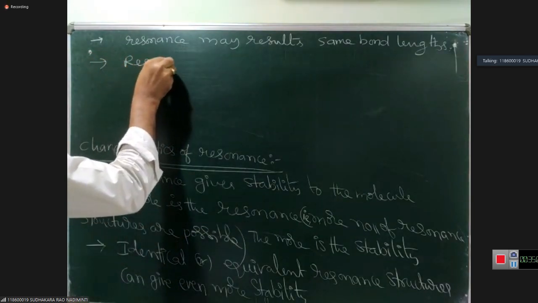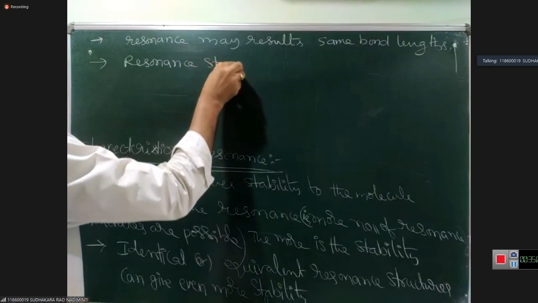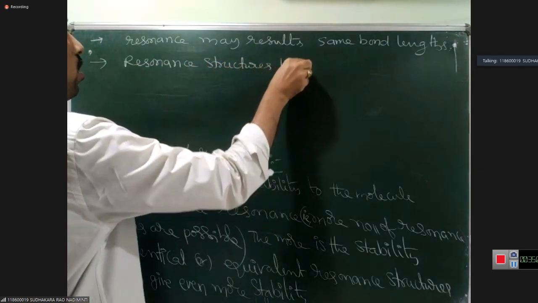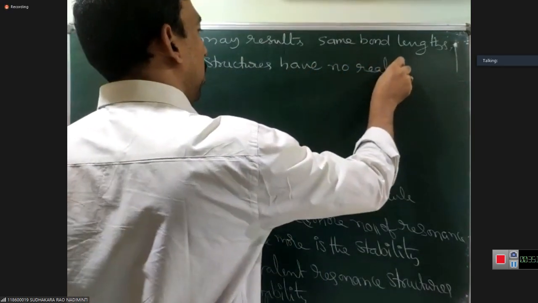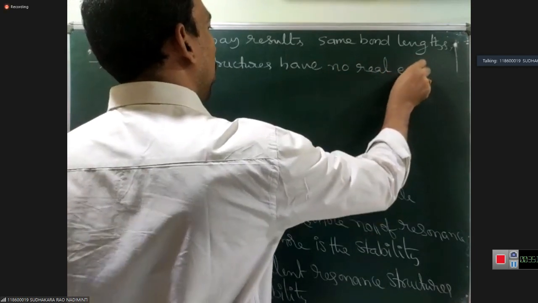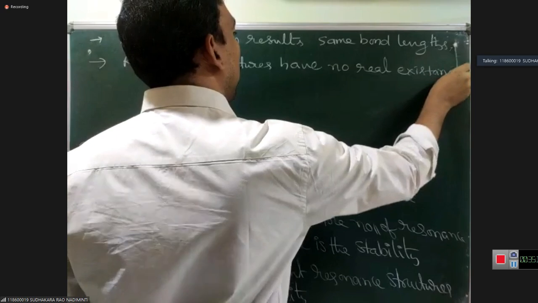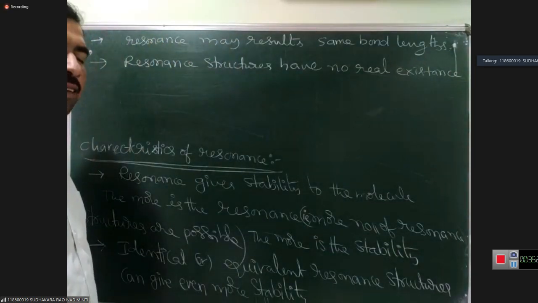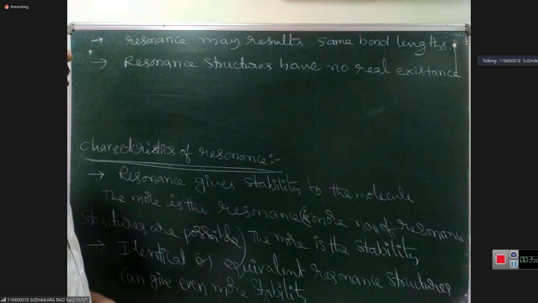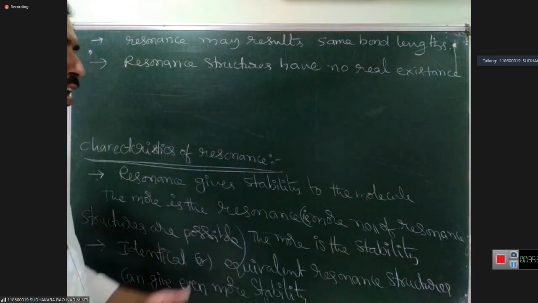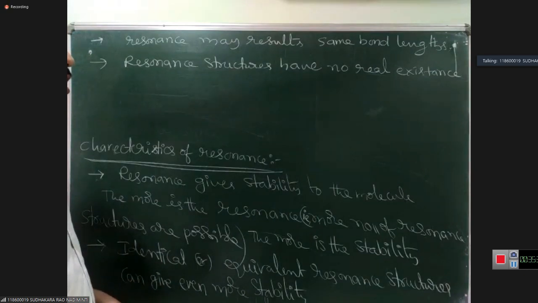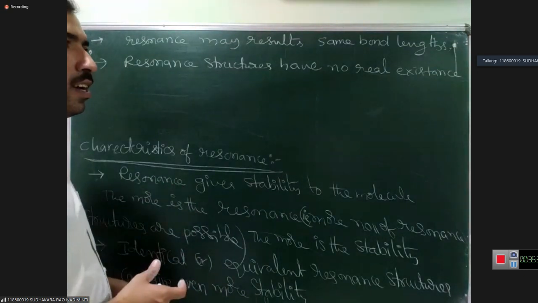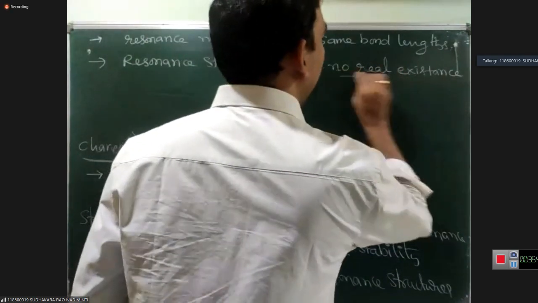Resonance structures have no real existence. That's why I told you, they are imaginary structures. So we are writing the structures. Actual structure is what the hybrid structure is. For that, we are able to write Lewis structures. These structures are just what we are writing. They are not real structures, so they have no real existence.